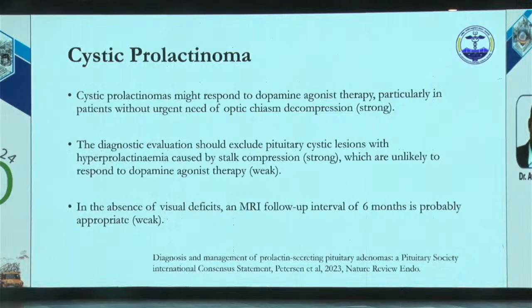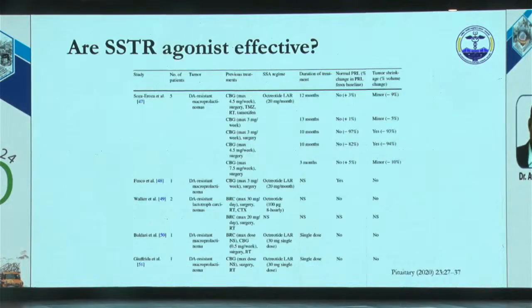But it is important to remember to differentiate cystic prolactinoma from RCC, where it will not be responding. Sometimes it is difficult to differentiate cystic prolactinoma versus a Rathke cleft cyst. And if we do not have any visual deficit, we can go for an MRI follow-up in these cystic prolactinoma patients.